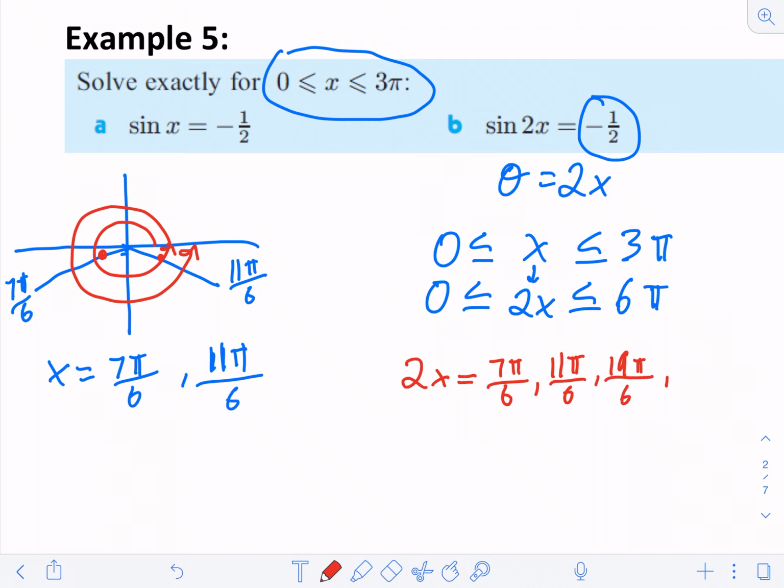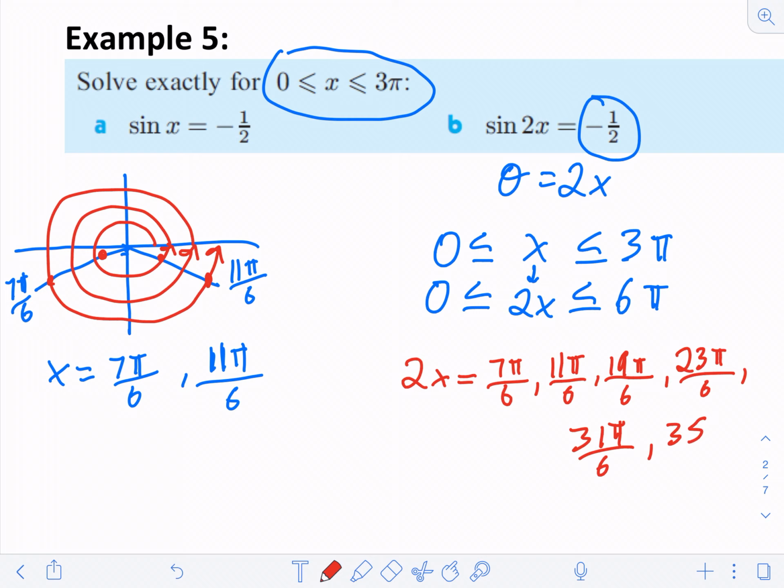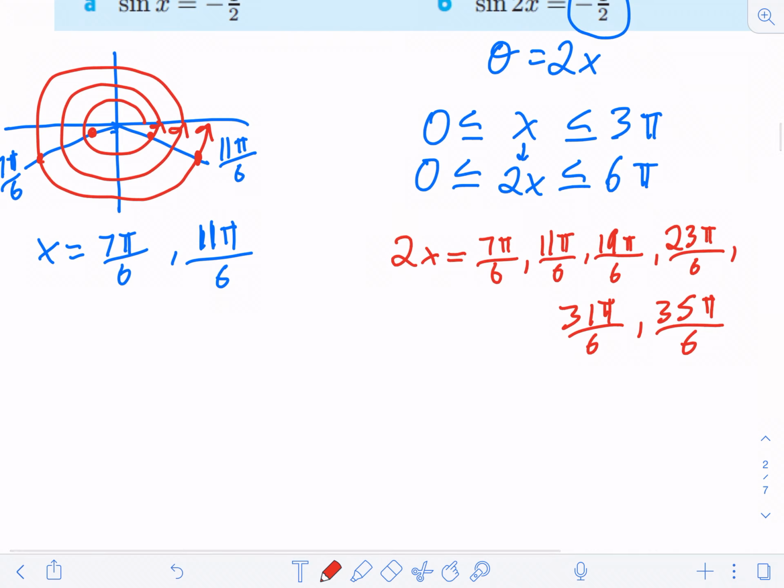And also 23 pi over 6. And then if I go from 4 pi all the way around again to 6 pi, I'm going to cross it 2 more times, and that's actually going to be 31 pi over 6 and 35 pi over 6. So those are all my different values by going around the circle from 0 all the way to 6 pi. That's what 2x equals.